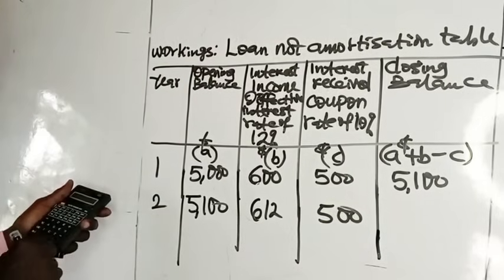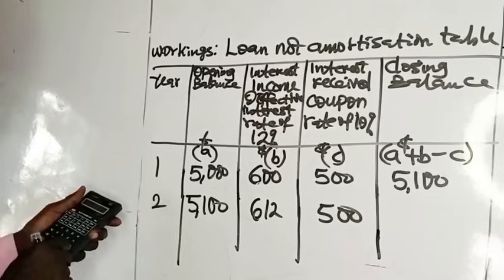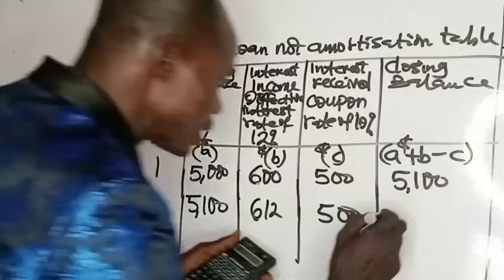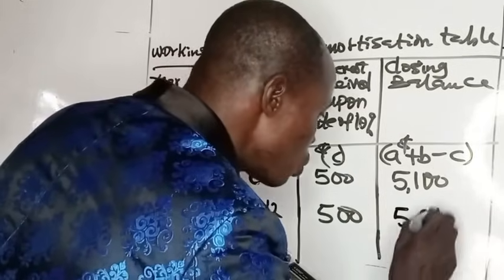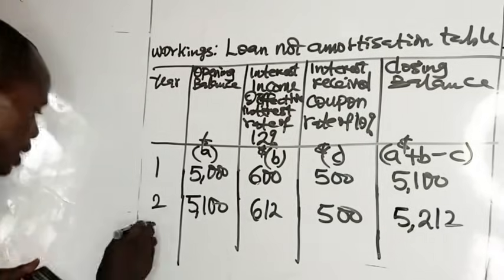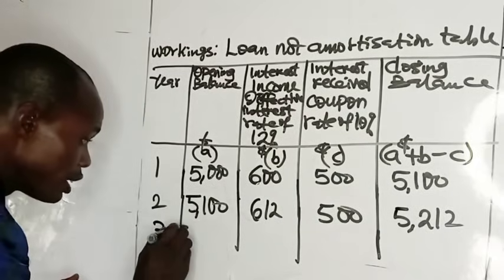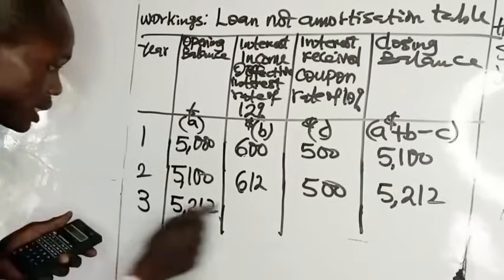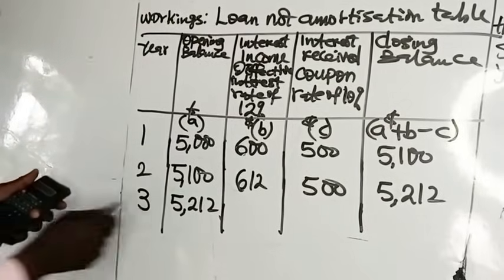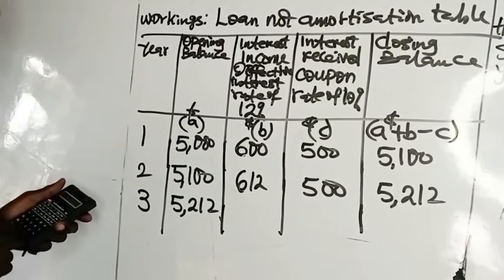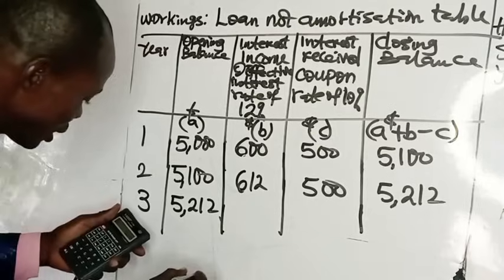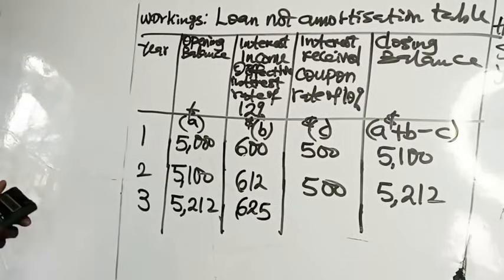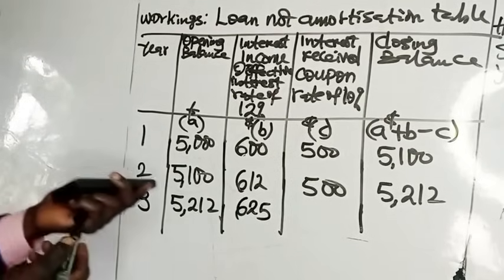612 plus 5,100 minus 500. The closing balance is 5,212. That will be the opening balance for year three. 5,212. The closing balance is the opening balance. Then 12% of this is 625 approximately.